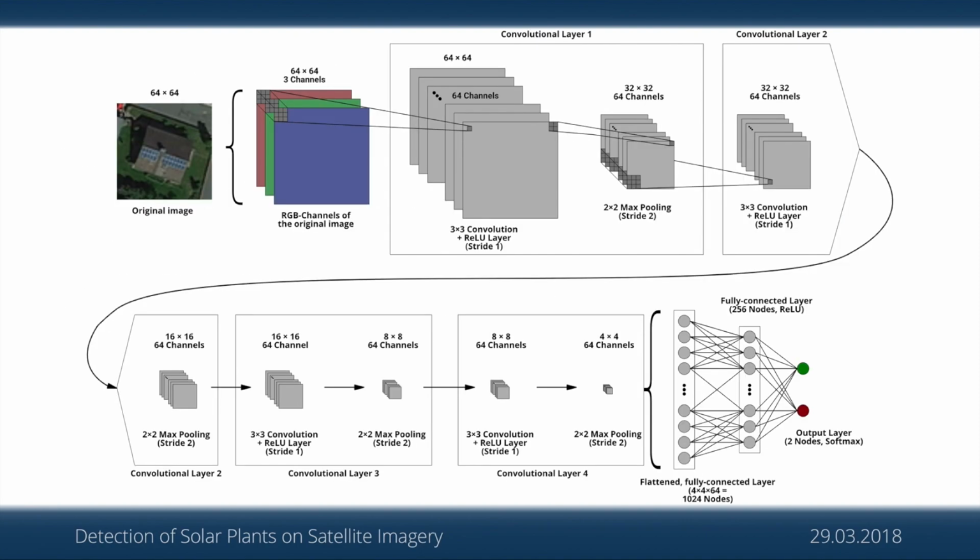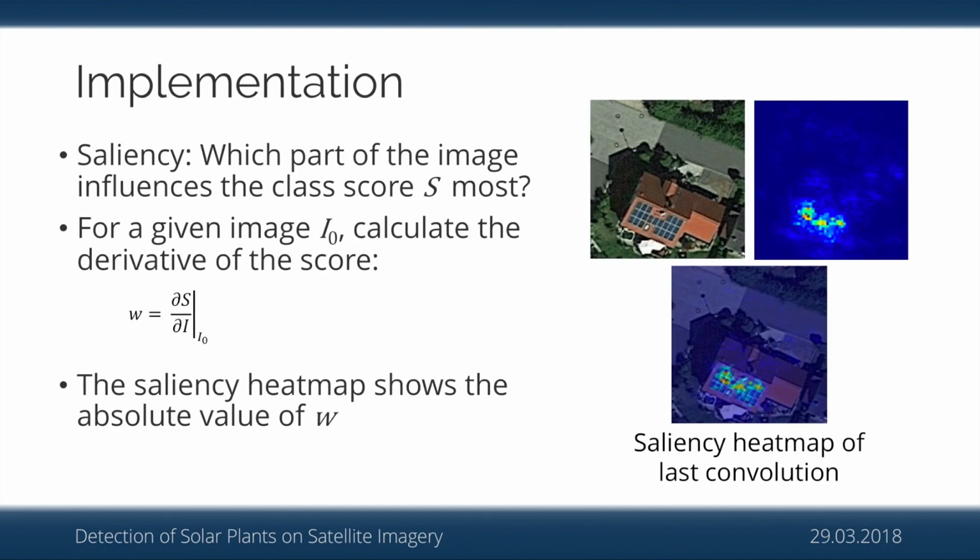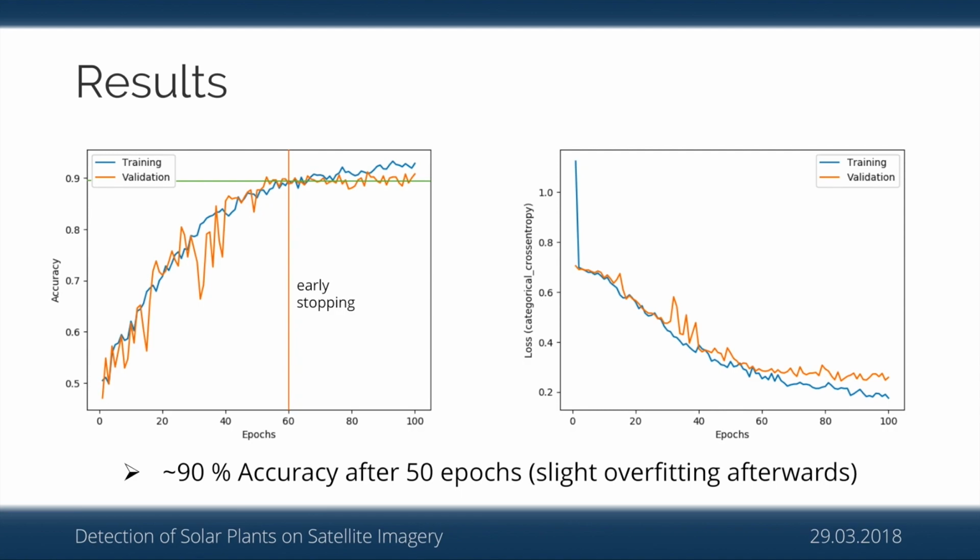This is the network we used. It's a convolutional neural network with 4 convolutions and 1 final fully connected layer, which then gives us the final output of solar panel on the image or not. To evaluate our network, we used a saliency map, which highlights the areas in the image which contributed most to the image score.